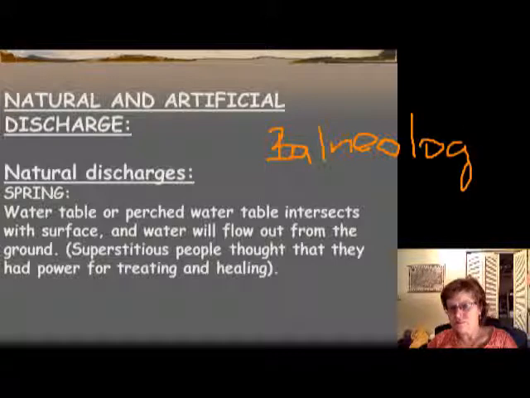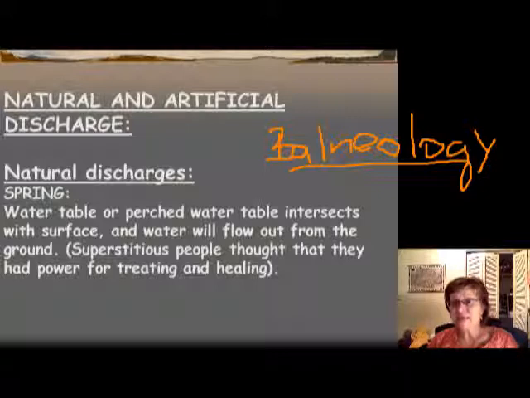Balneology, which is working with different springs and their healing powers. In Europe, it's very, very important. Actually, in this country, in California and Nevada, you've got a whole lot of hot springs, but people don't really know that they have healing powers.